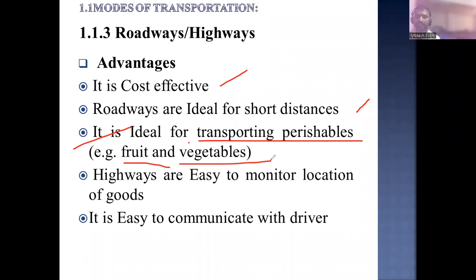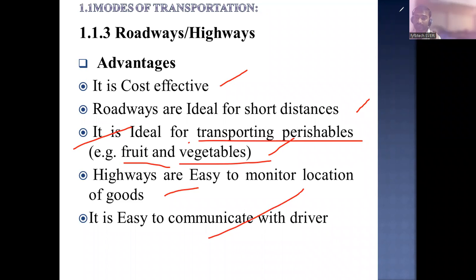Okay, for the things we need for day-to-day activities, for that transportation we have to prefer the ideal means, which is through the roadways. Highways are easy to monitor for the location of goods. Okay, so when a very small amount of goods is transported from one point to another point, you have to prefer the highways. It is easy to communicate with the driver. Okay, so always, when a vehicle is being driven, you can easily communicate with the driver.